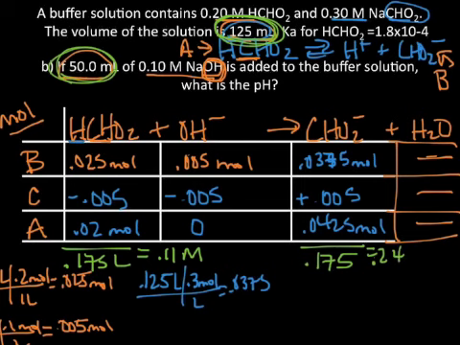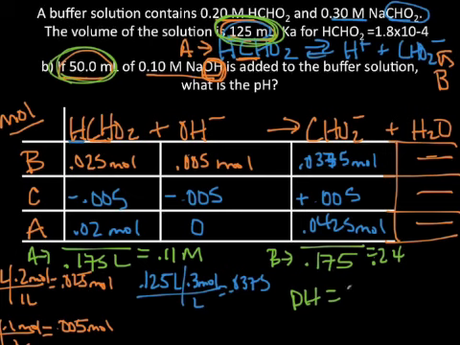Okay, so again, let's label this base, and this is acid. Now at this point, what I can do is take these into an ice table, or I can use the Henderson-Hasselbalch to find out how my pH changed. I'm going to use the Henderson-Hasselbalch just because I think it's a little bit faster here. So pH equals pKa plus log base over acid.